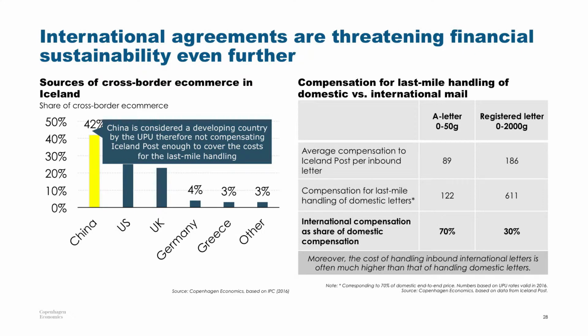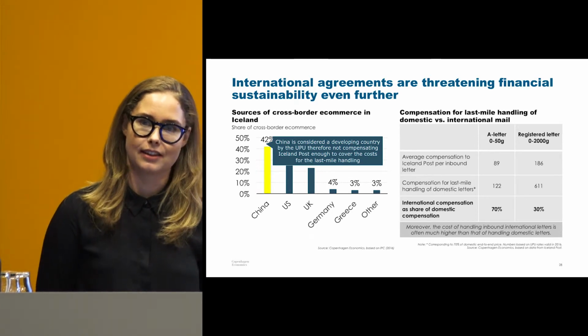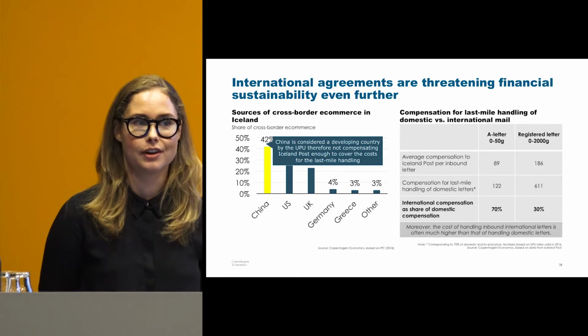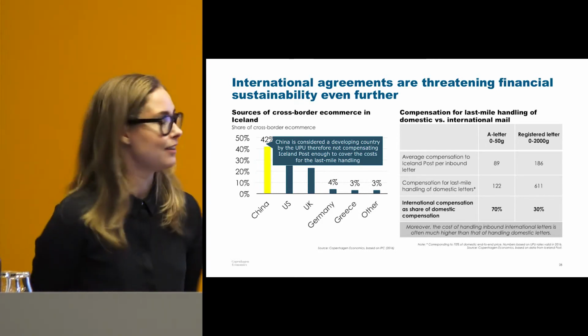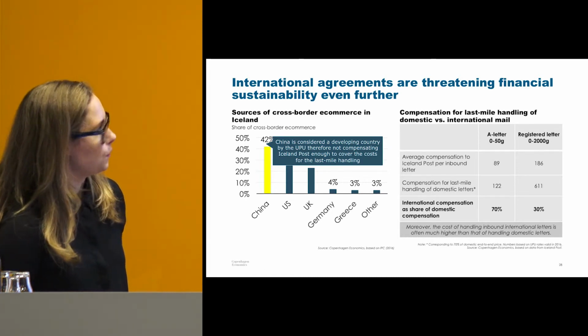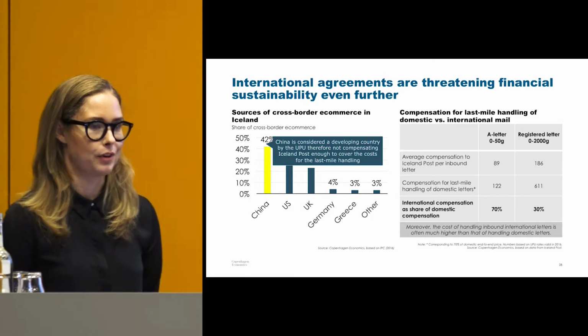We can see that international agreements, and we're going to hear more about this later, given the developments in the US quite recently, are quite a heavy burden on USO operators around the world. Iceland is buying a lot of stuff from China, and China is considered a developing country by the UPU. That means that for every letter or item that Iceland gets from China, Iceland Post has to deliver while making a negative profit. So they're actually losing money on average, and this is not something that a commercial operator would accept.